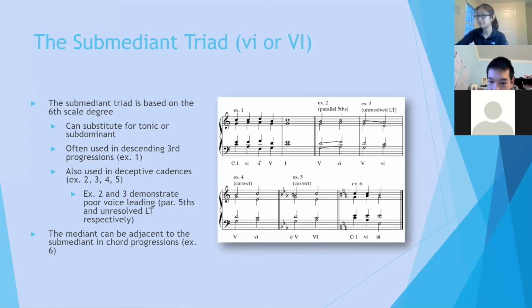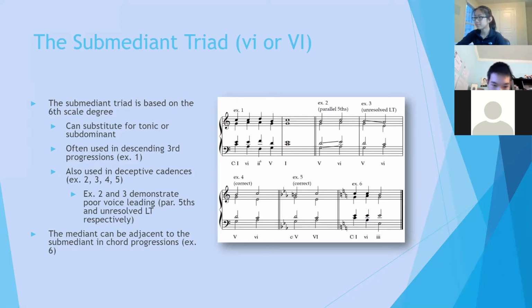The submediant triad is based on the 6th scale degree and can substitute for tonic or subdominants, and is often used in descending third progressions, as in example 1. It's also used in deceptive cadences in examples 2, 3, 4, and 5. And so examples 2 and 3 demonstrate poor voice leading. Example 2 contains parallel fifths, while example 3 contains an unresolved leading tone, and you'll want to avoid that.